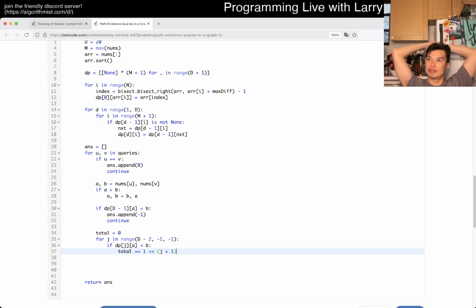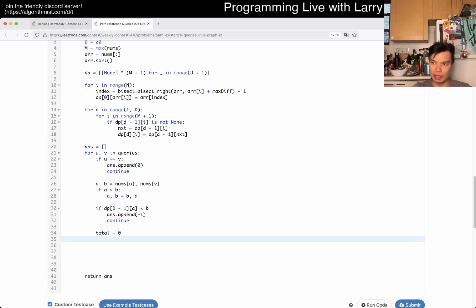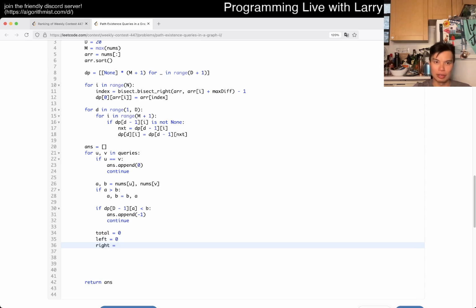Okay, let's rethink this, right? I think I'm just trying to be too clever. Let's actually do it with the way that you know how with binary search, right? So okay, so left is equal to 0, right is equal to J or D minus 1 maybe.